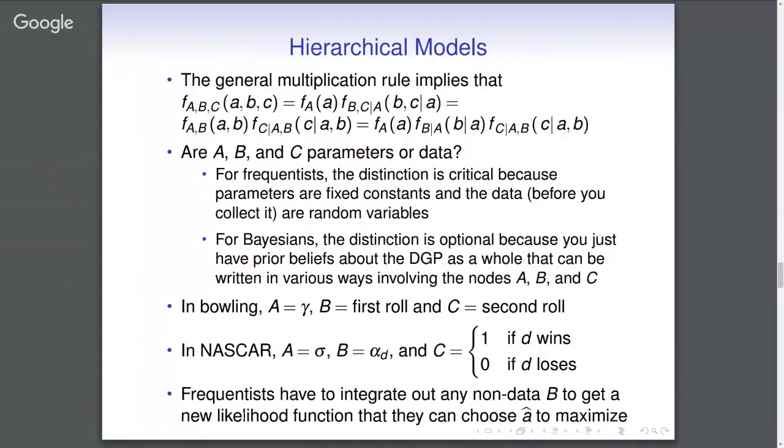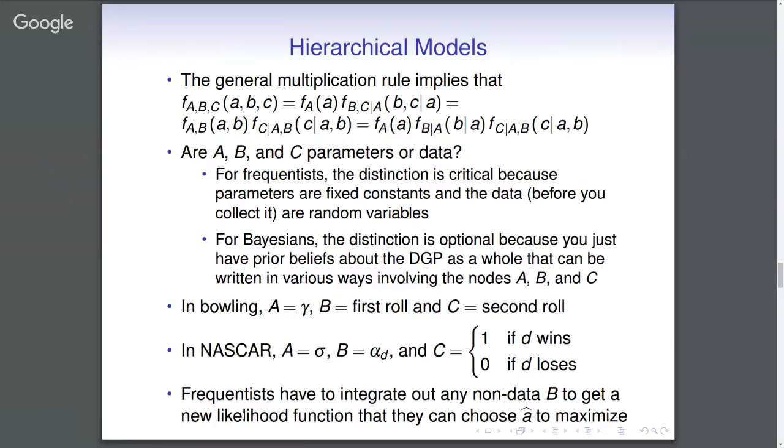All right. So hierarchical models really go back to the multiplication rule. If we have 3 variables, A, B, and C, we can write their joint distribution as marginal times conditional, or we could have the marginal involving A and B and the conditional of C given A and B, or we can write this as marginal A, conditional of B given A, conditional of C given A and B. All of those expressions are equivalent to some joint distribution of A, B, and C.